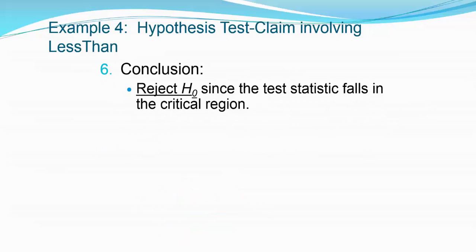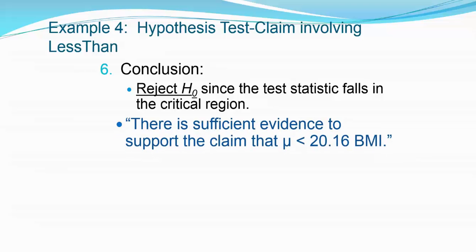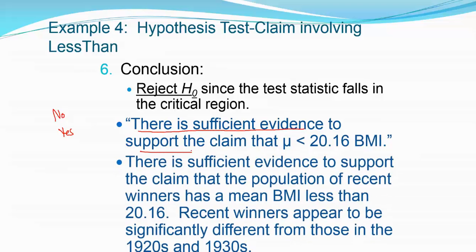So reject the null because the test statistic falls in the critical region. There is sufficient evidence to support the claim that mu is less than 20.16. So did we have a claim involving equality? No. Did we reject the null? Yes. So this is the way we word our conclusion. There is sufficient evidence to support the claim that the population of recent winners has a mean BMI less than 20.16. So this test proves that recent winners are significantly different from those who won in the 20s and 30s.